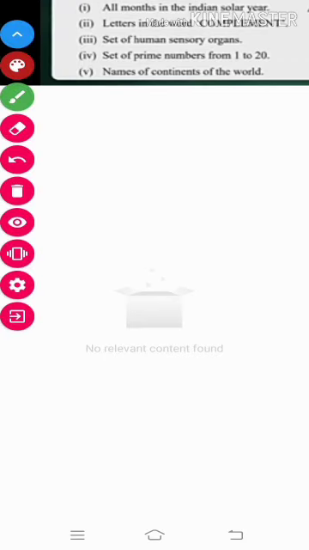Next question is: set of prime numbers from 1 to 20. We write all the primes in between 1 to 20. For this we take D as a set.